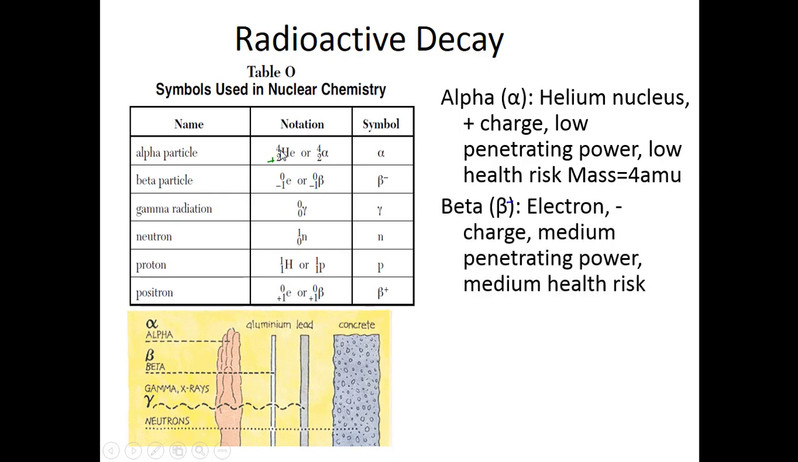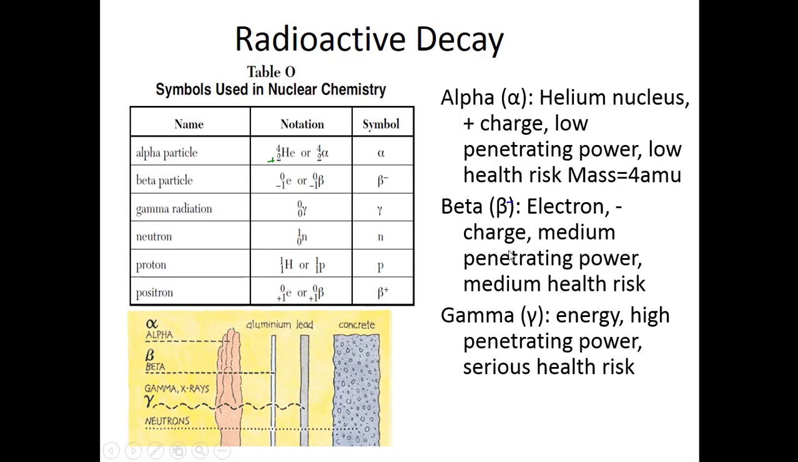The second particle here is the beta particle. Beta particle, we denote with a β with a negative sign. This is β, the Greek letter for beta. And it's the same as an electron. This electron is negatively charged, it has a medium penetrating power, and a medium health risk.